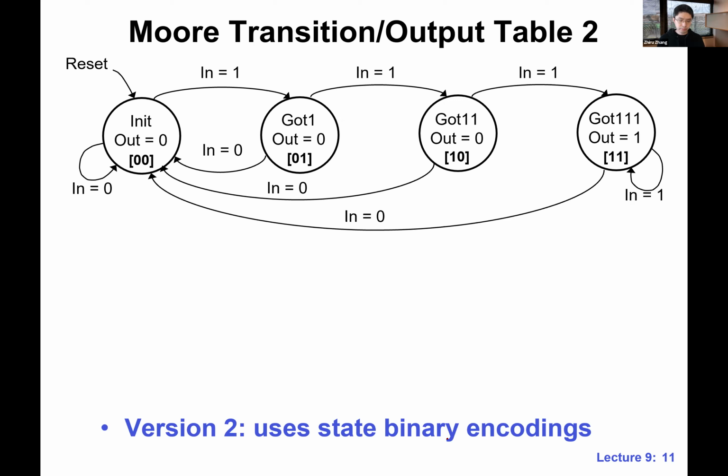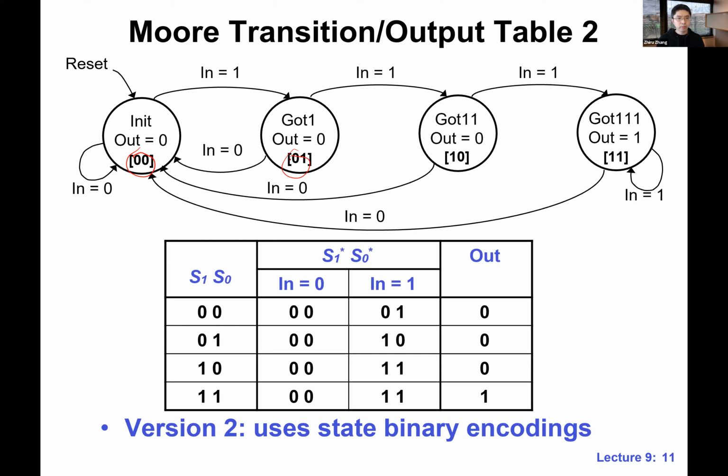So let's just assign 0 0 over here. I'm putting the 0 0 in the square brackets. This does not mean output. This means the binary encoding of the state. So we put 0 0 for init, and assign 0 1 for GAL1, 1 0 and 1 1. Okay, so this is one way to assign things. Once we are done with this, we can just replace the labels with this binary code, and we are done. So we have the complete truth table.